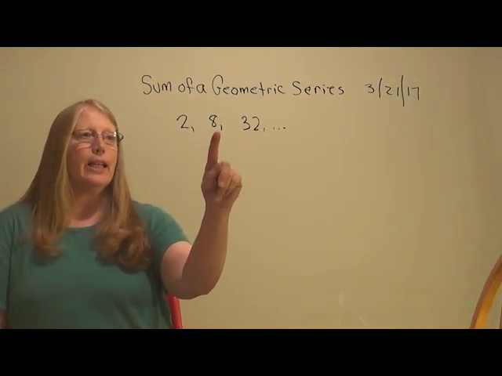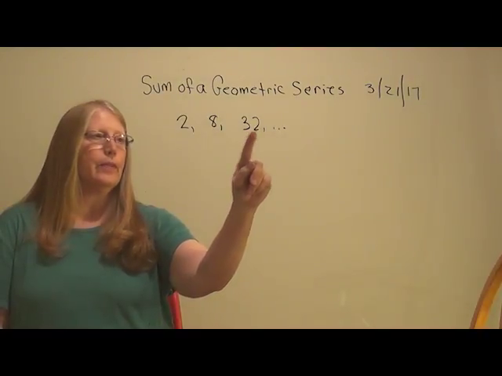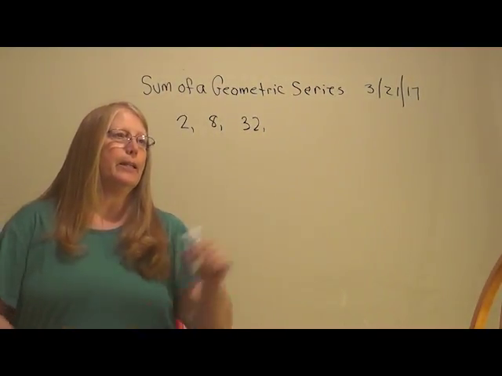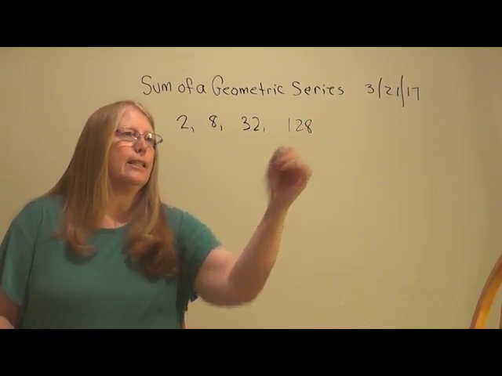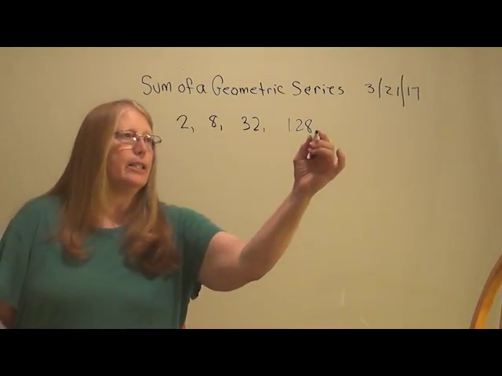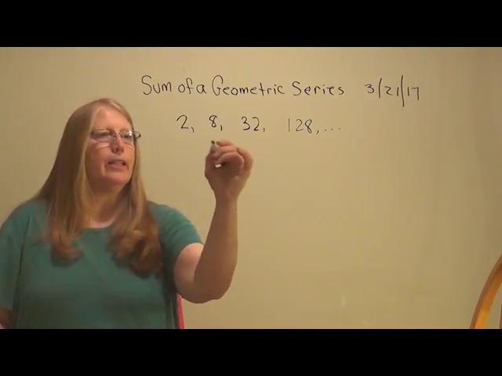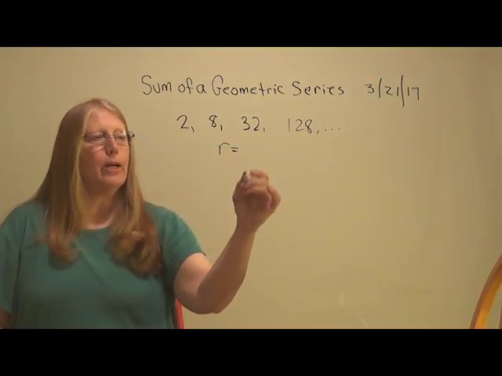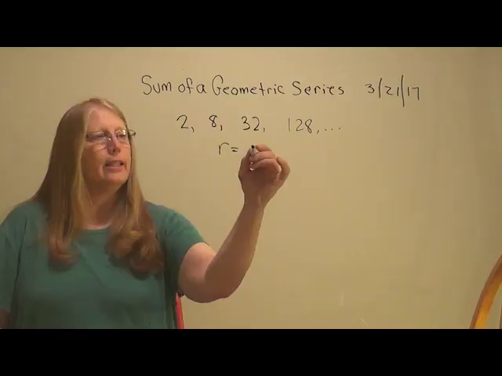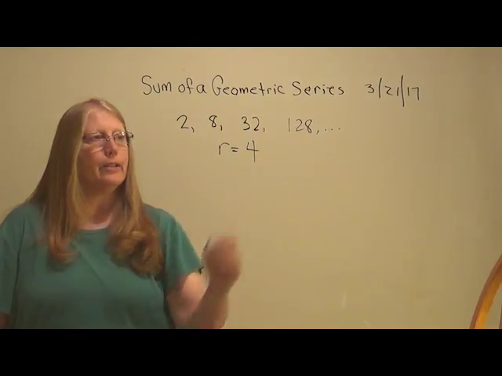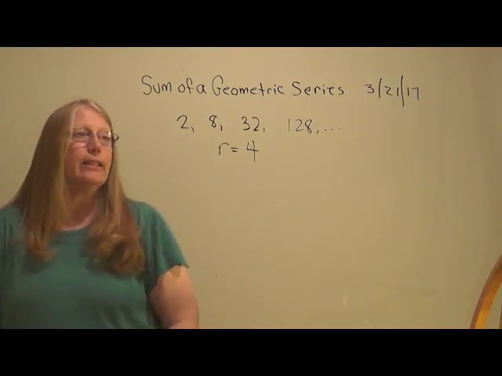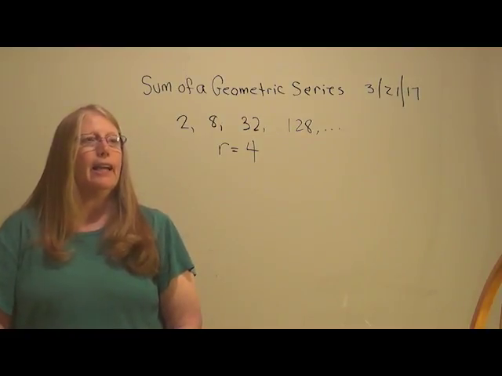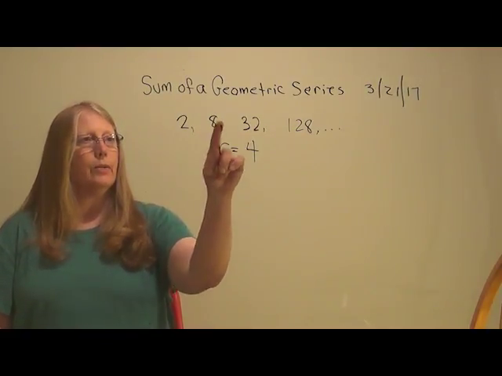2 times 4 is 8, times 4 is 32, times 4, the next term would be 128. And we would continue like that. The common ratio is a quantity we called R, and in this case R is 4. So a geometric series can have this sequence.